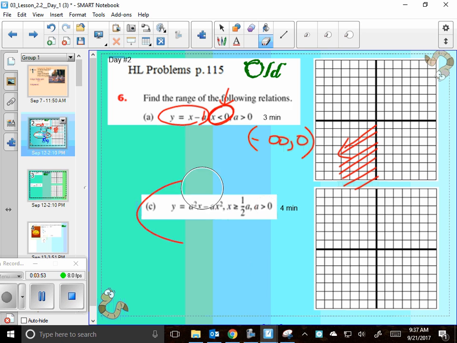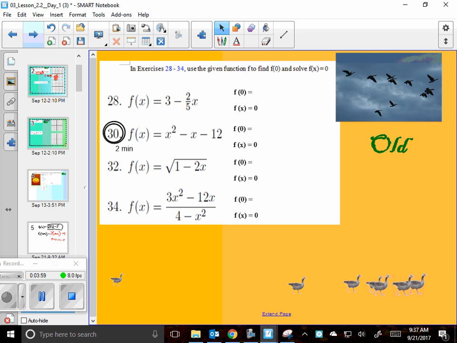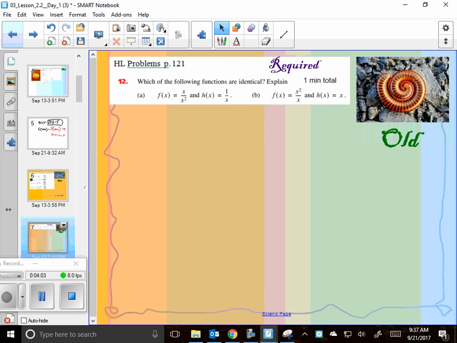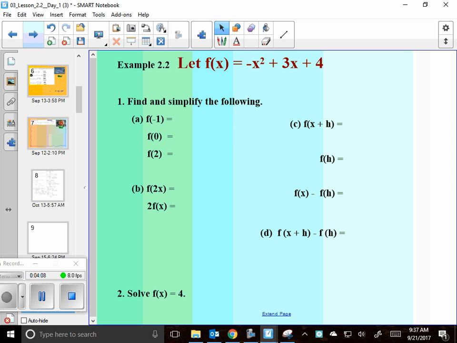All right, so there's enough advice on the review from the last couple days. Now let's get into the new stuff. And that's part of the old assignment, sorry. Again, this is just a review of finding f of x, and then something a little more intense, finding f of x plus h minus f of h.